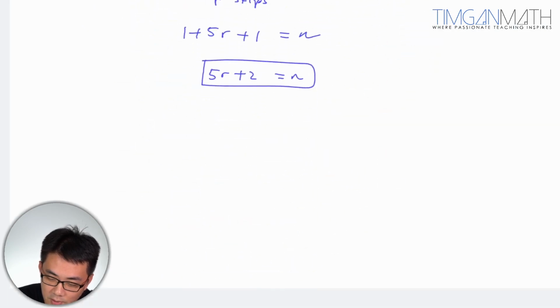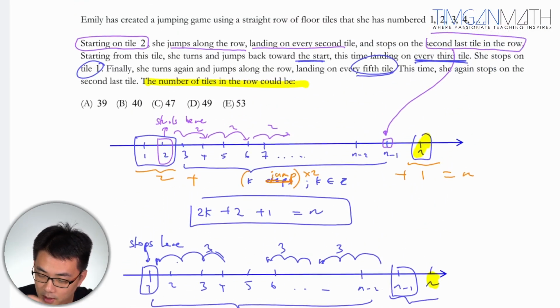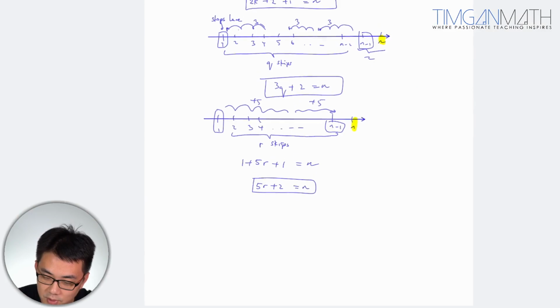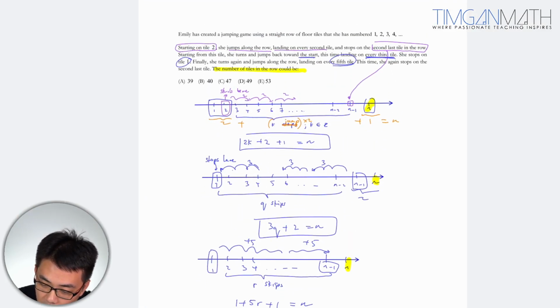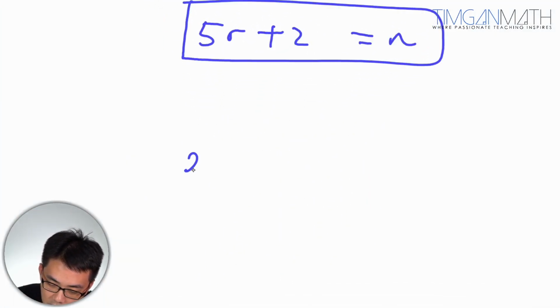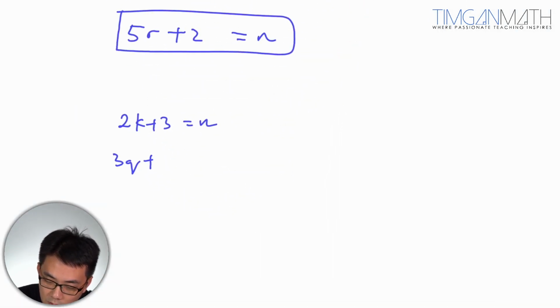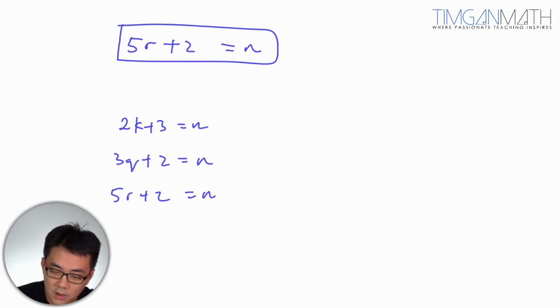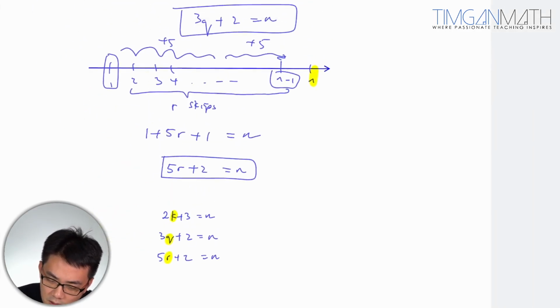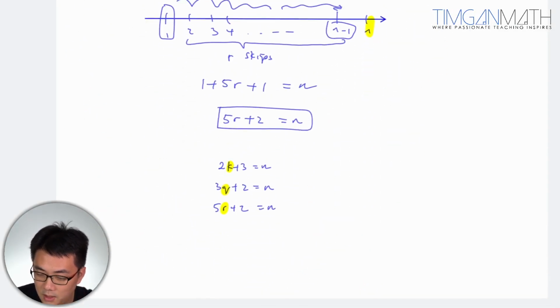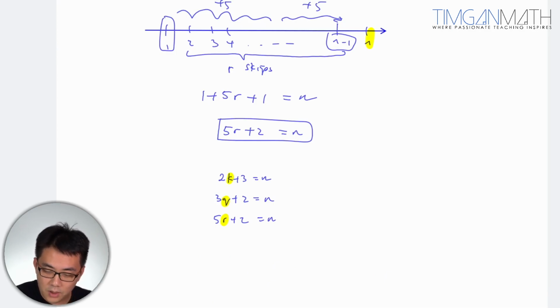I'm going to write everything down on this. I'll put this as 2k plus 3, so 2k plus 3 equals n. And then we have 3q plus 2 equals n, and 5r plus 2 equals n. Take note, I use k, p, k, q, r. So if I use k, q, and r, these have to be whole numbers.